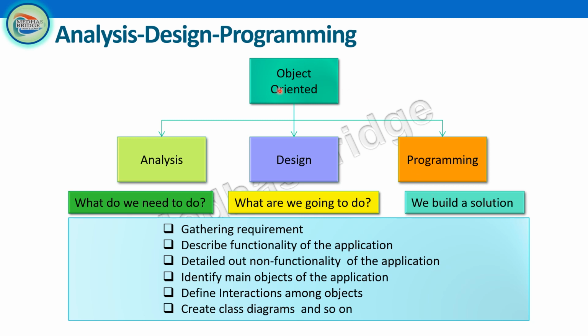In object-oriented programming, the few things that we need to remember are, primarily, gathering the requirements, describing the functionality of an application, detailing out the non-functionality of the application, identifying main objects of an application, defining interactions among objects, starting creating class diagrams, and so on.